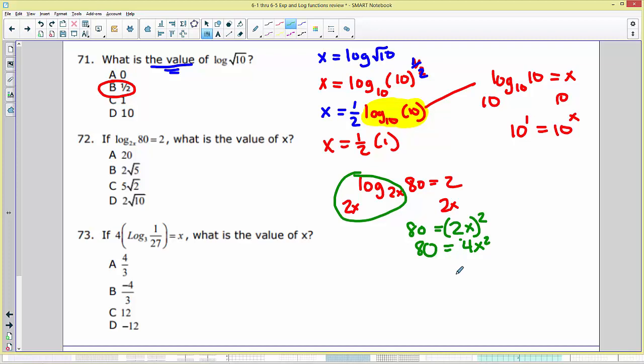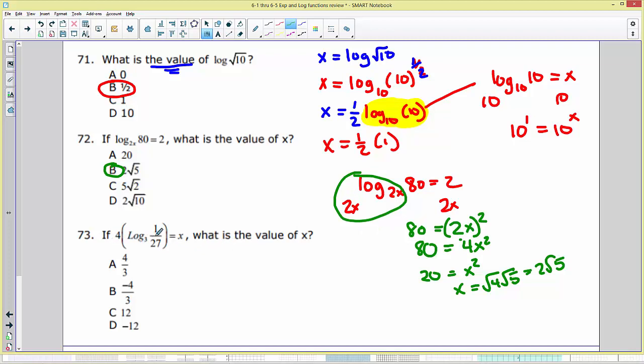2x times 2x is 4x squared. And then divide both sides by 4. So you get 20 equals x squared. 20 equals x squared, and then square root both sides. So x equals square root of 20. Square root of 20 is square root of 4 times square root of 5, which is 2 radical 5. We've done that many, many times in geometry.